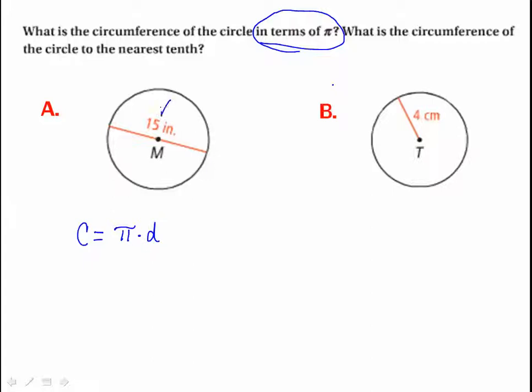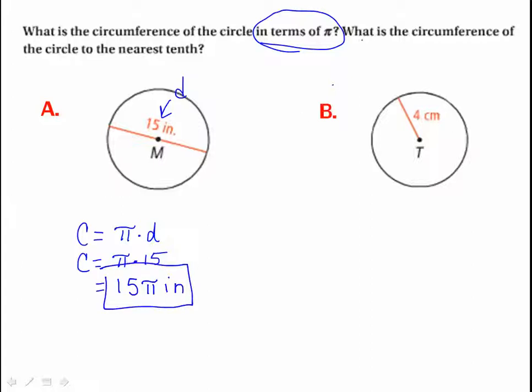In this circle, the diameter is 15. So the circumference is simply pi times 15, or 15 pi. And that's measured in inches.